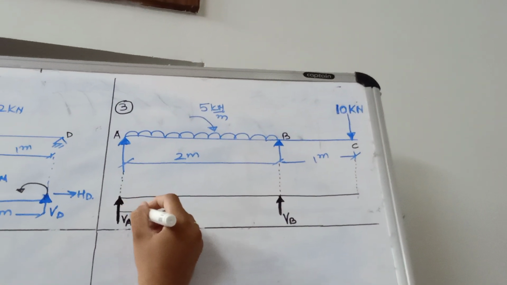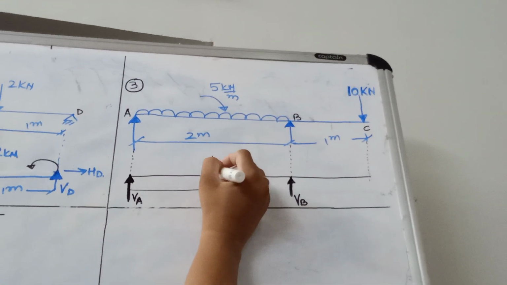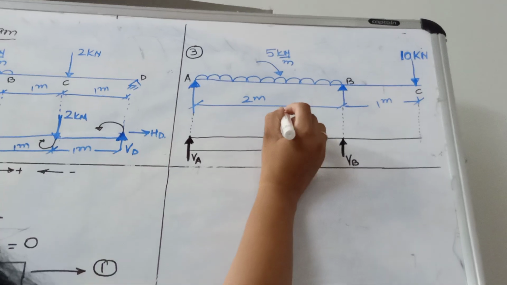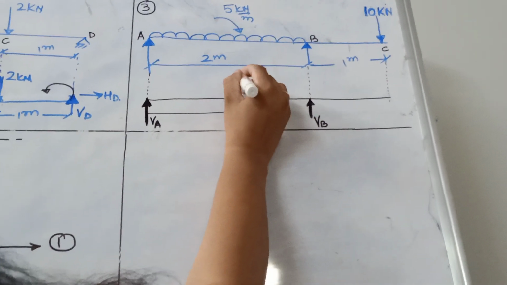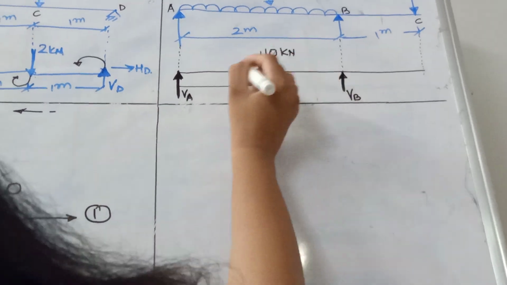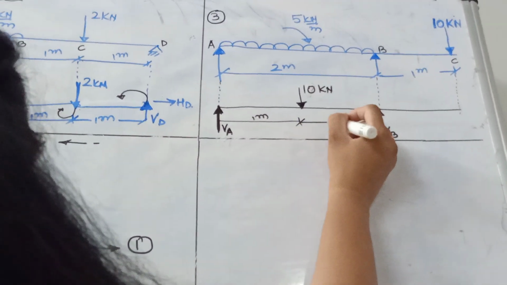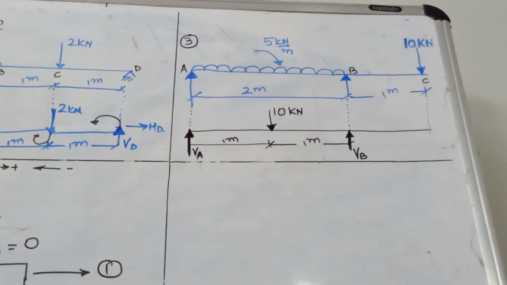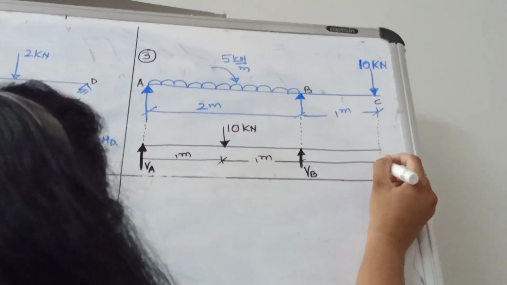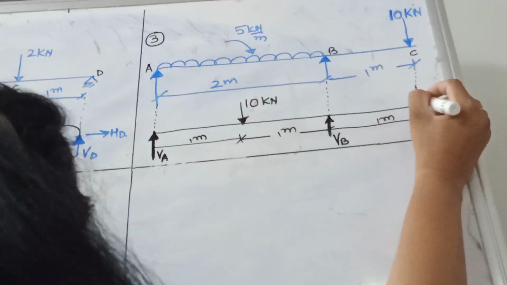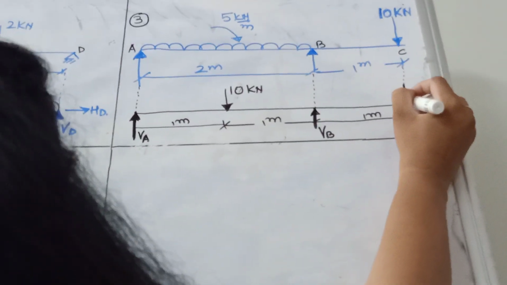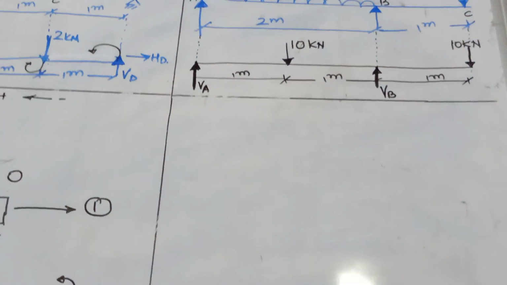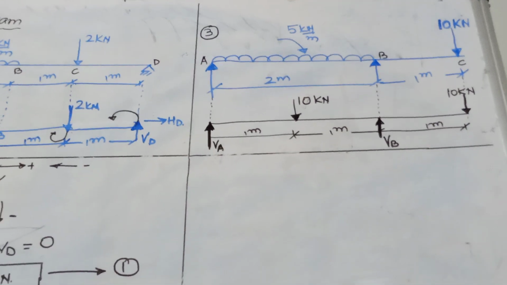And where will it act? It will act at the center of 2. So the center of 2 is 1 meter. So 5 2s are 10. So the 10 kilonewton point load will act at the center, and this will also be 1 meter. Fine. And then at the free end, we have again a point load of 10 kilonewtons. So now this diagram is a free body diagram.